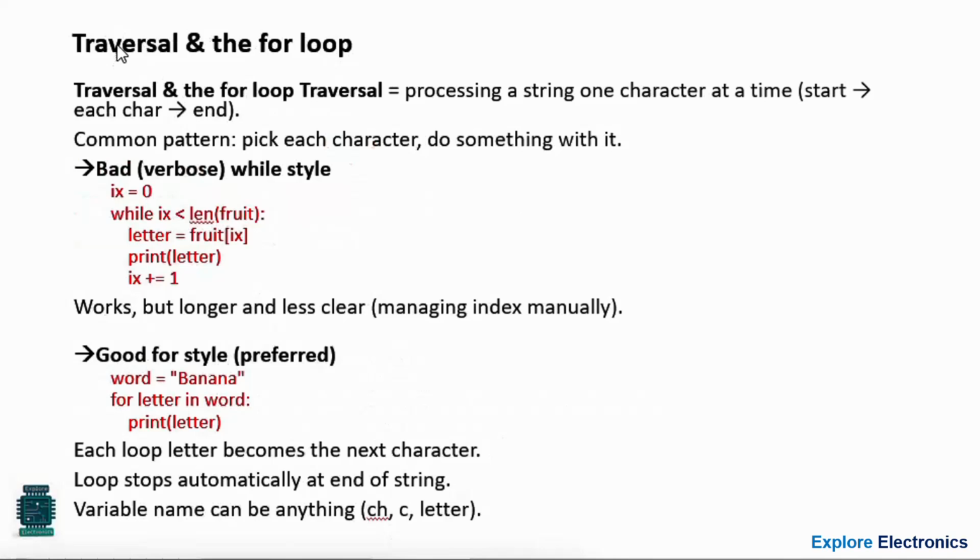And the next concept is traversal and the for loop. In strings, traversal with a for loop means processing a string one character at a time. In a string, I have multiple characters. Processing a string one character at a time, that starts, it will go to each character and it will end. That is what traversal means. And the common pattern is pick each character, do some execution, some work, and it will end with one more character.